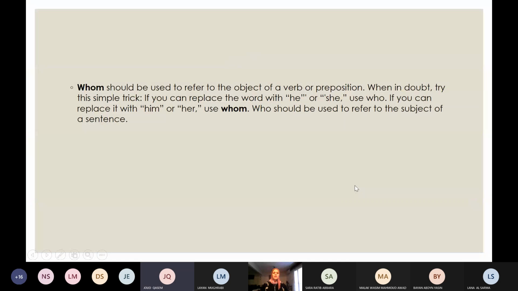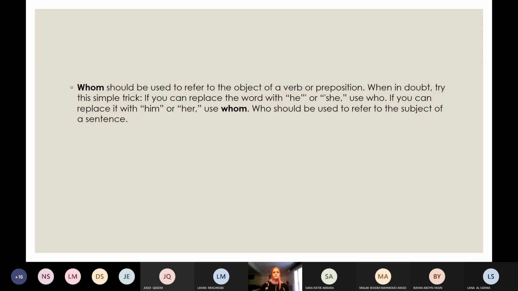Okay, look. Whom should be used to refer to the object of a verb or preposition. We will take it in detail now. When in doubt, try this simple trick. If you can replace the who or whom with he or she, it will be who. If you can replace it with him or her, it will be whom.